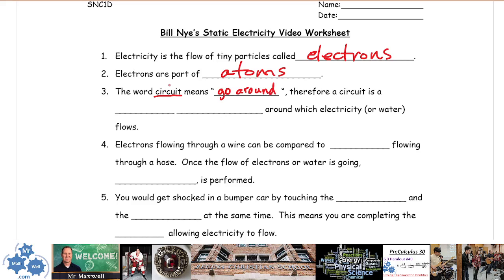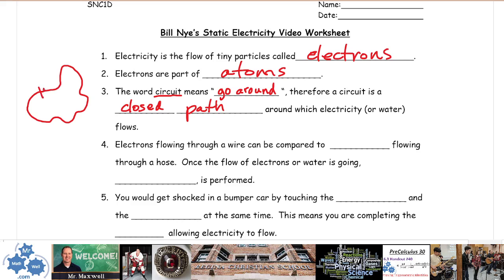Therefore, a circuit is a pathway, or a closed path around which electricity or water flows. They talked about water in the water hose in the video. So a circuit is a path. It can go whatever way. It doesn't have to be perfectly circular, but it kind of has to connect.